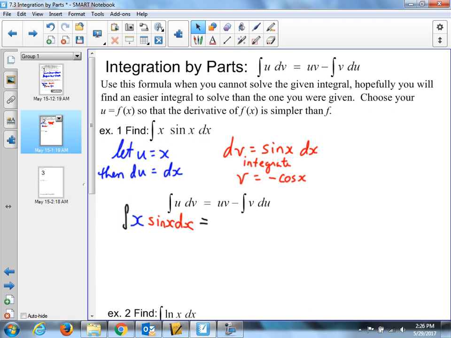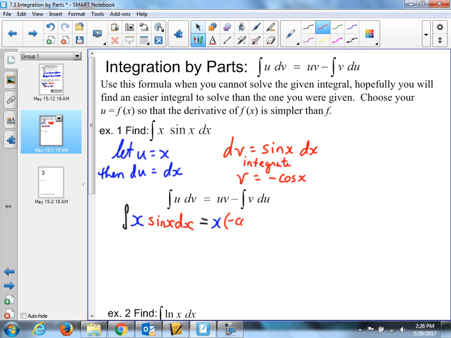We're applying this. It's clear now what my u and my v are, right? We stated it above. Now the uv is x times negative cosine of x. I'll sub it in exactly. The minus sign in the integral is built into the formula, right? So I'm getting that from above. Now, the part that I have to integrate now is the v, negative cosine of x. Put that in there.